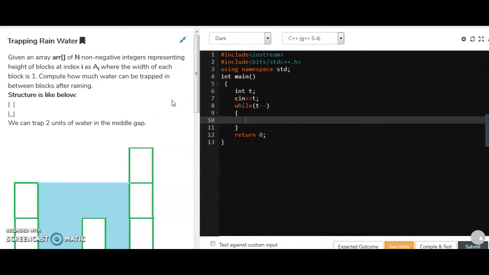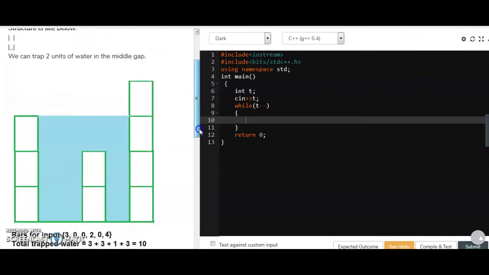So today's question is trapping rainwater. We have to trap rainwater as much as we can. Given an array of non-negative integers representing heights of blocks at index i as a[i], where the width of each block is 1, we have to compute how much water can be trapped in between blocks after raining. So let's see the structure first.